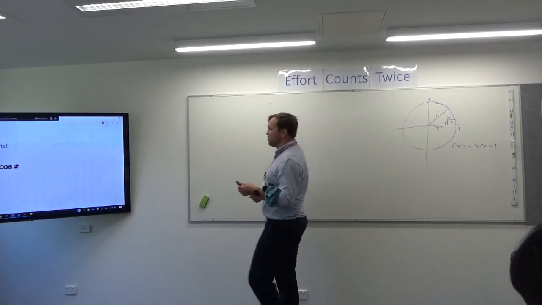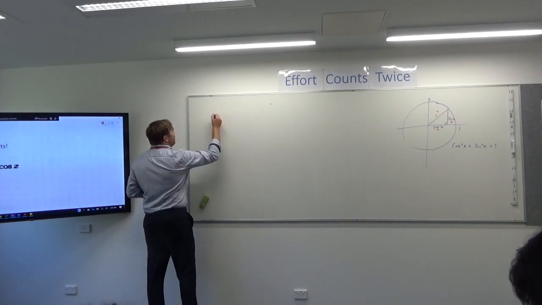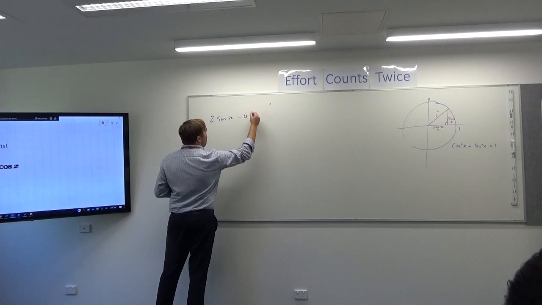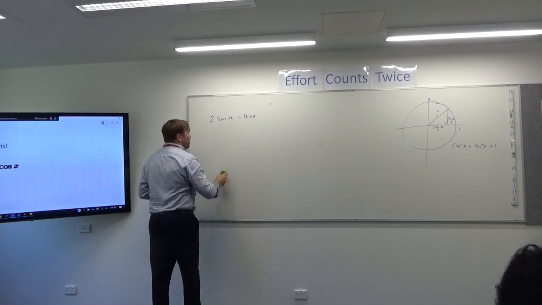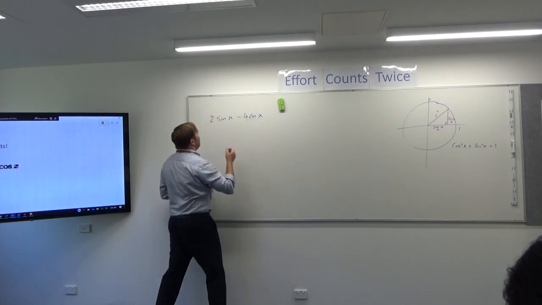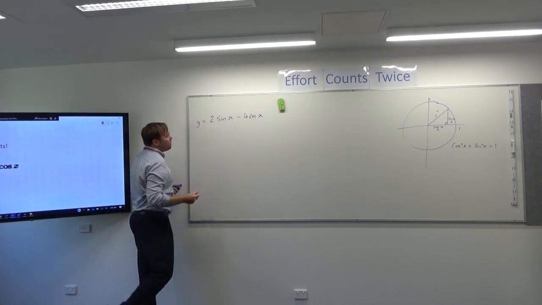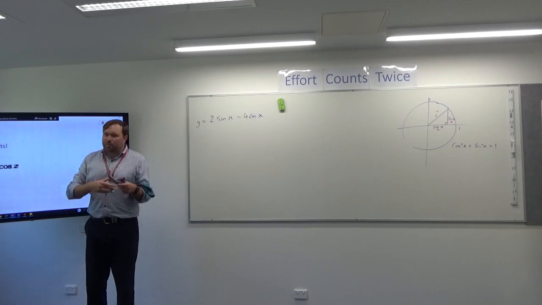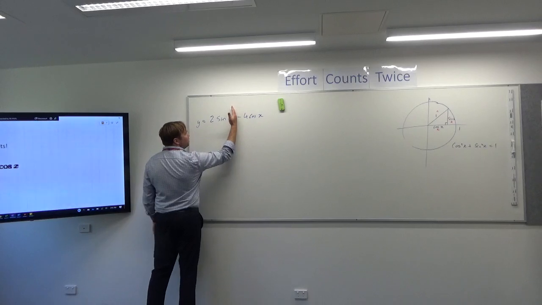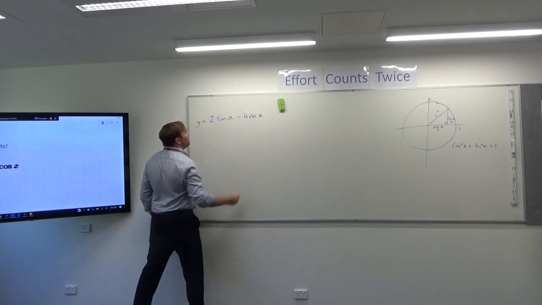Alright, so yours is 2 sine x, is it? Yeah. Alright, 2 sine x, take 4 cos x. If this is y, anything connected with plus or minus, we just treat separately. So really, we're treating this as 2 separate problems. This bit and that bit.